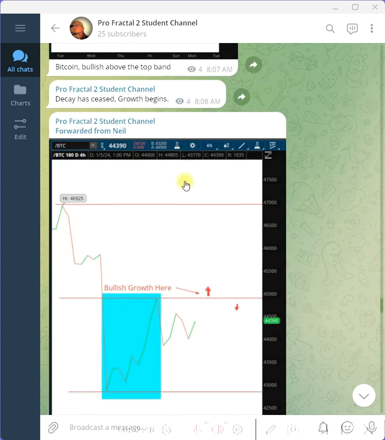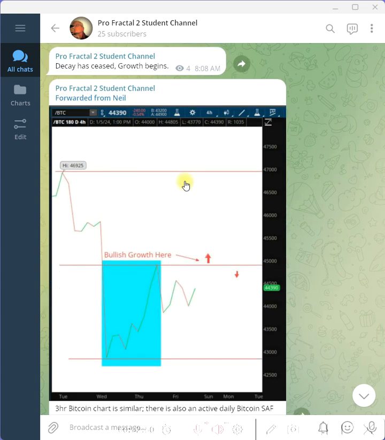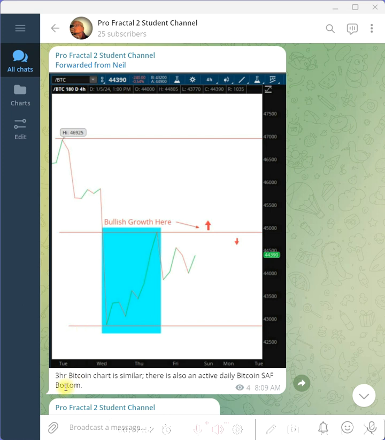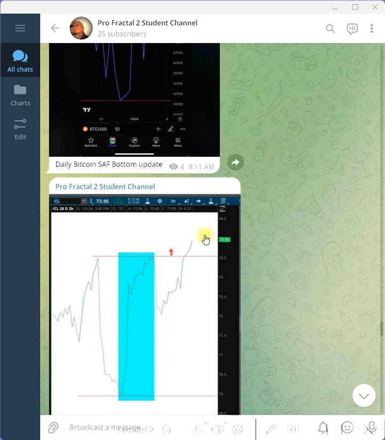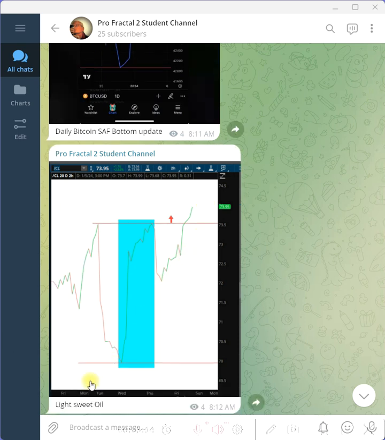Now we have Bitcoin here. We have a 3-hour Bitcoin chart here. Again, bump up, big leg up. We break the top of the channel here. It's bullish. It's going to go higher. If it holds, it'll go lower. Again, we're looking at different fractals on different markets on different time frames. That's Bitcoin. Now, if we go down to light sweet oil, look at the same pattern.